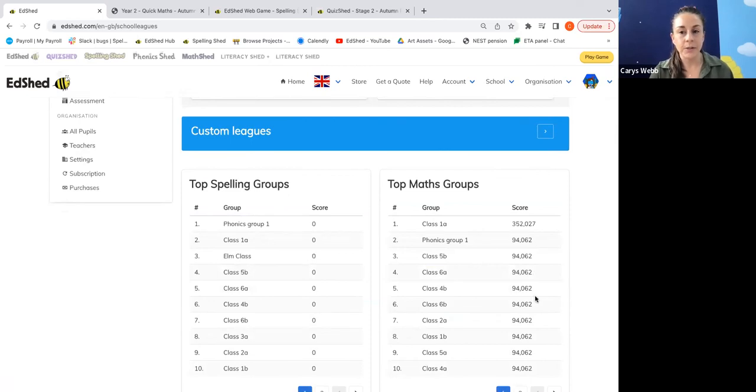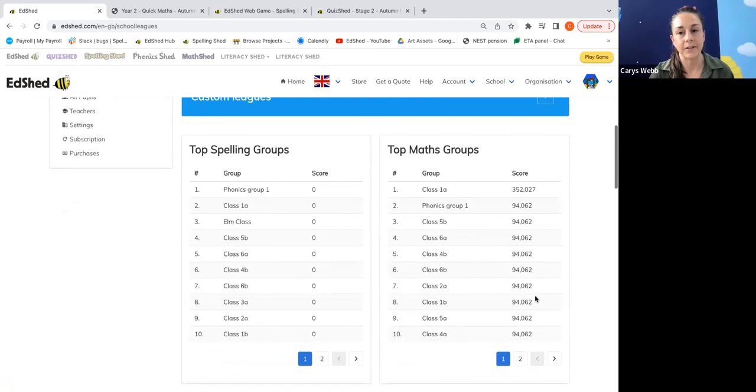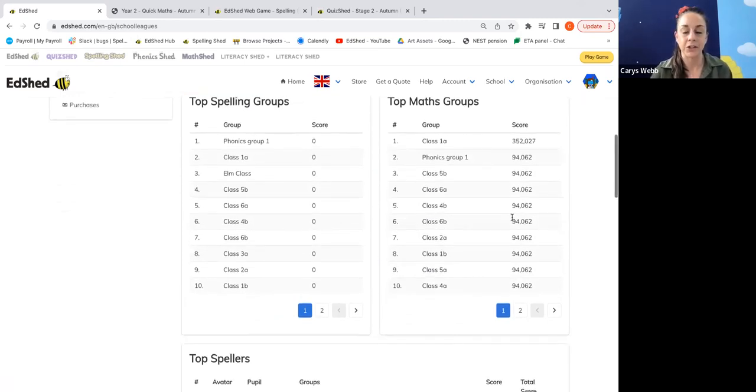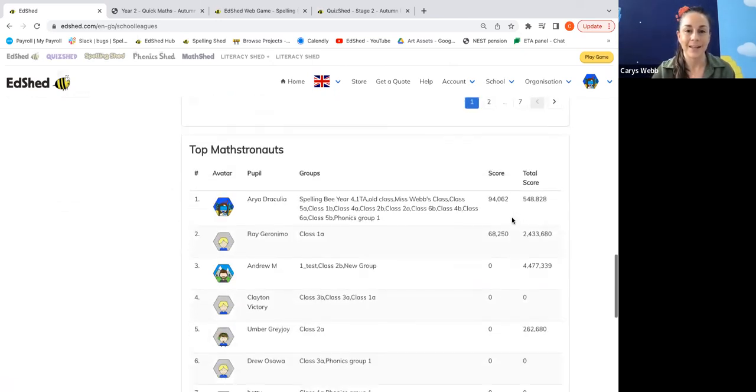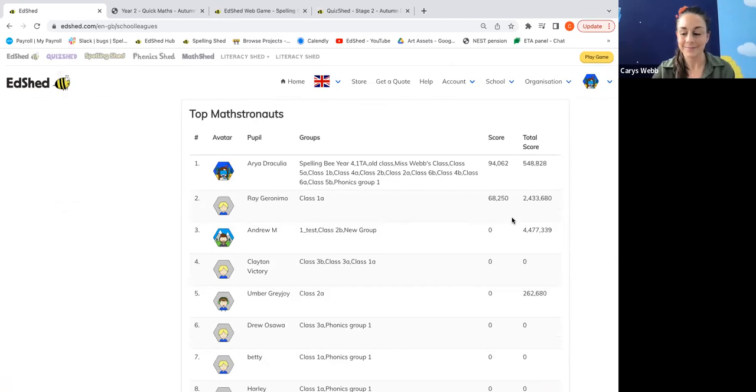This is a shed score, so it's just based on the score within the last 7 days. So it goes up as well as down, so it keeps it nice and current. It means that it's just not those people that play all the time that have got a really large total score that are always at the top. You can see those there.